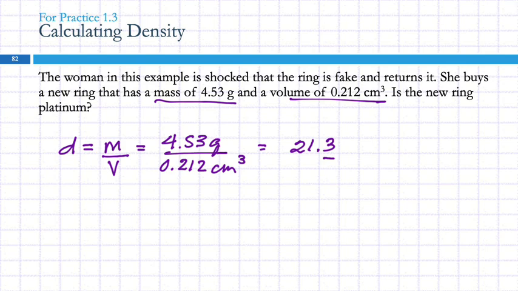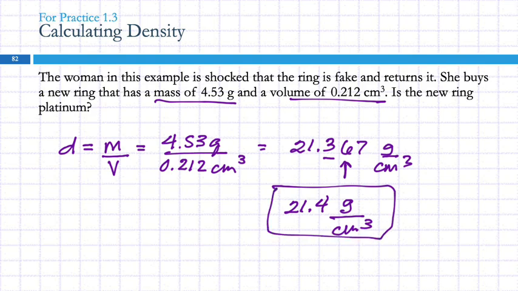I'm going to write down the next 2 digits. And when you do those next 2 digits, you don't need to worry about rounding the last one. Just write it down, whatever it is. And then we'll round this. So here we're dropping the 6. So this is closer to 21.4 grams per cubic centimeter.